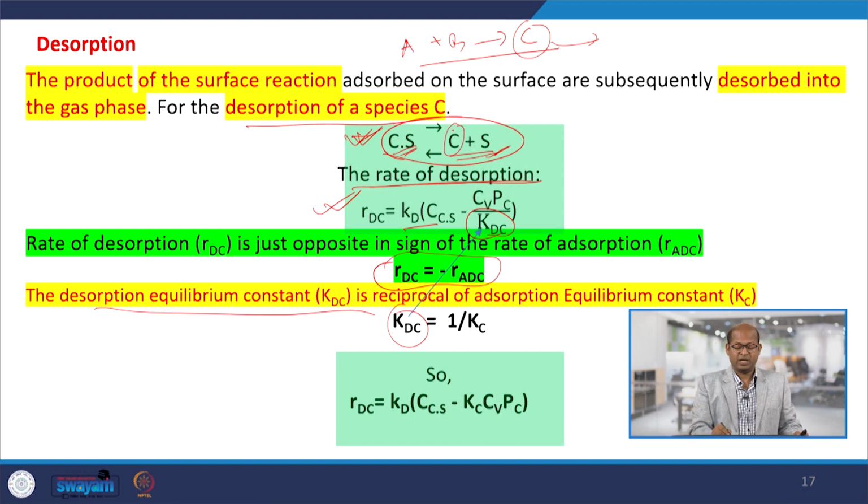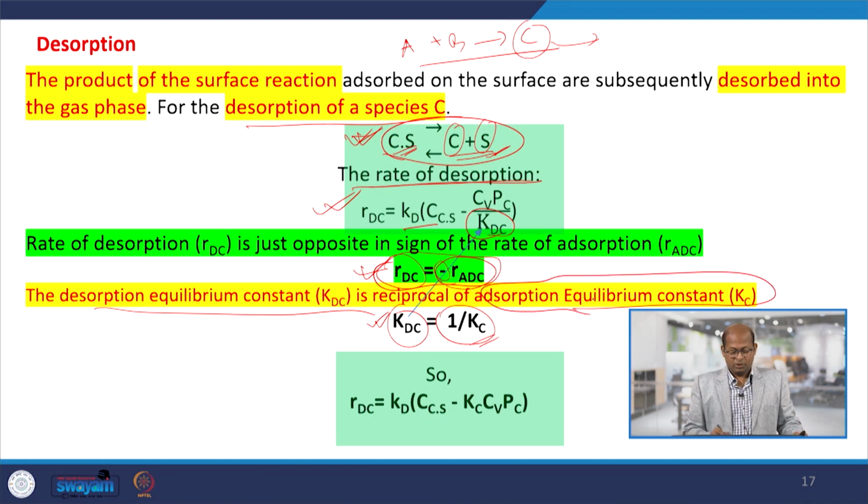If Q mean was adsorbed at the surface sites, it would give the reverse reaction, which we can say is adsorption, and the forward reaction, which we can say is desorption. So the adsorption rate would be minus DAC, just with the signs reversed. So the rate of adsorption equals the rate of desorption, expressed with opposite signs. Then the rate of desorption constant equals 1 by Kc, where Kc is the adsorption equilibrium constant.